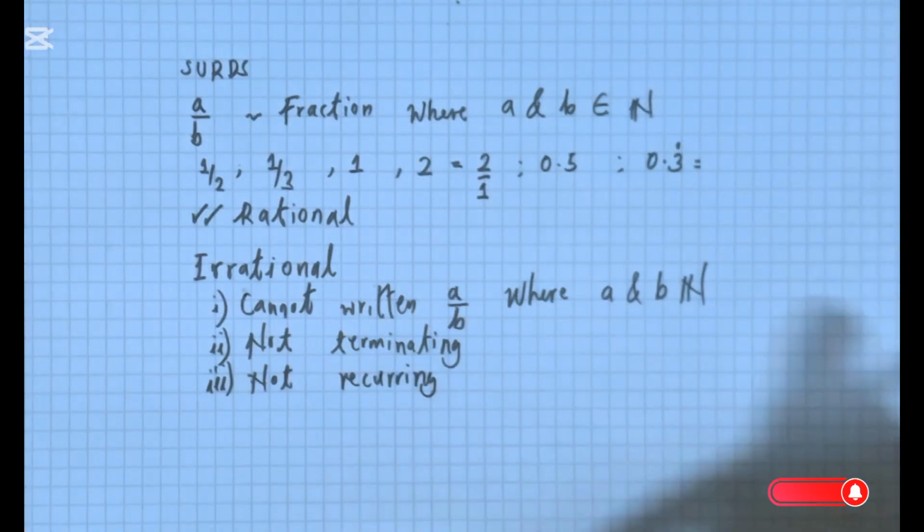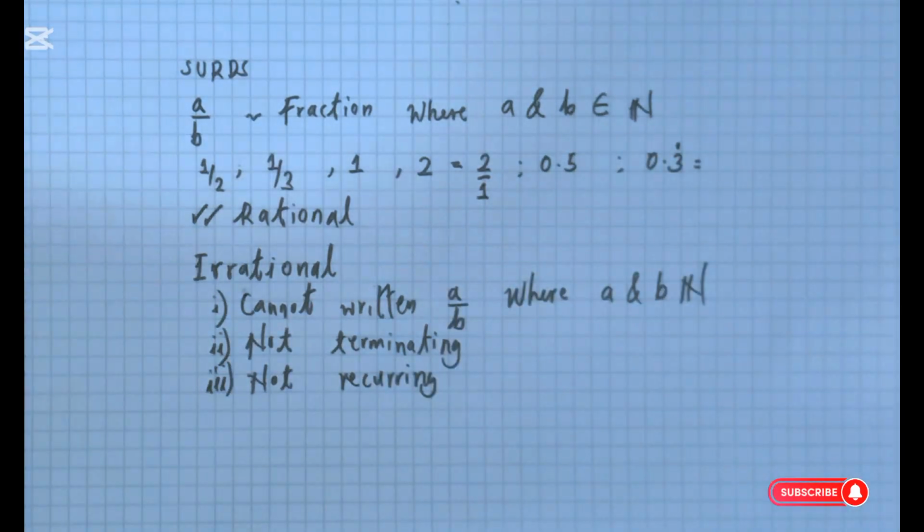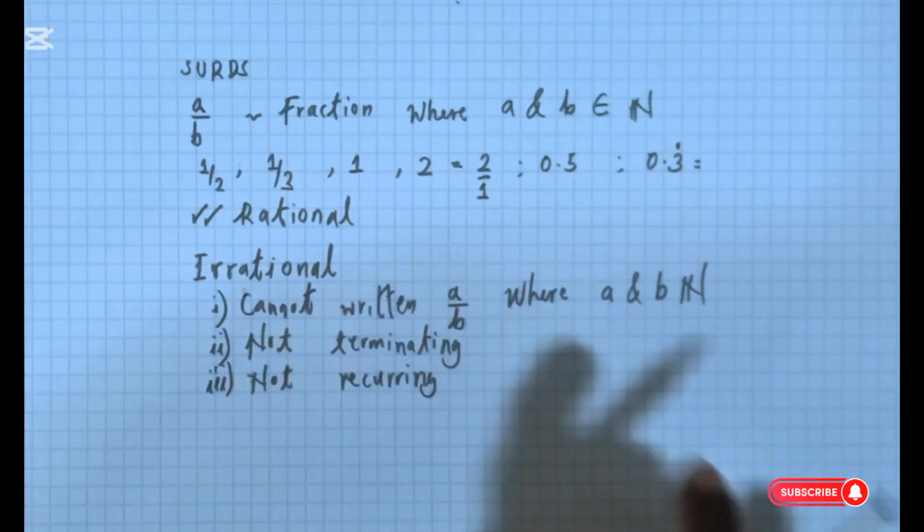Remember I said 0.3 is a recurring decimal, all right? That means the 3 there recurs to infinity. And of course, that is a third. We can always express it as a fraction, and it should be a third.